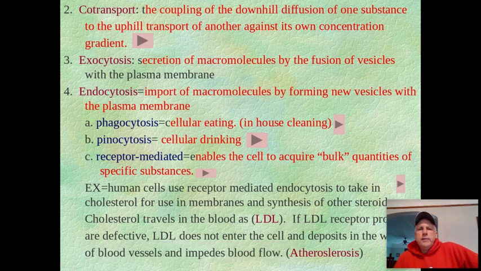Co-transport is simply another, these are all active, going against the concentration gradient. That's coupling a downhill diffusion with an uphill transport of a substance.